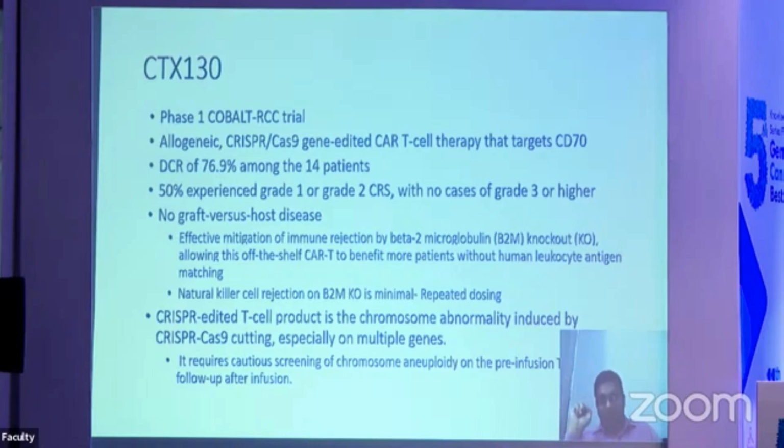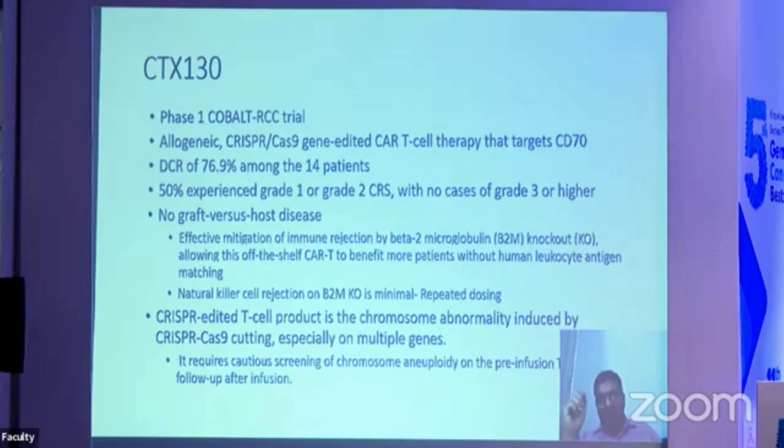The disease control rate was nearly 70%. Only 50% had CRS. Interestingly, there was no graft versus host disease, so an alpha beta curve. And this was achieved by mitigation of the beta 2 microglobulin knockout, which actually proved that if you do the beta 2 microglobulin knockout, this might help to give CAR T without doing HLA matching. And this was a remarkable step achieved.